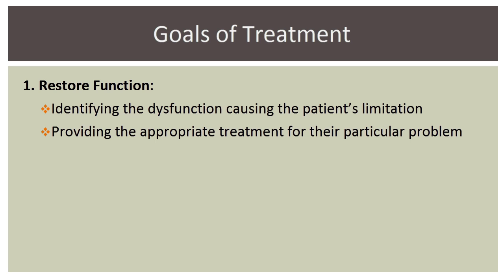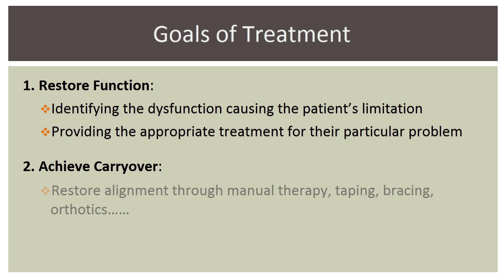It is only if you identify the appropriate dysfunction and apply the best treatment or treatments available to address that dysfunction will a patient get better and you will restore function. And the second goal of treatment is going to be to achieve carryover, to prevent this problem from happening again. How do you do that? Well, ideally, you can change the structure. And with the younger patients and even older patients, if you are a good manual therapist, you can do this manually.